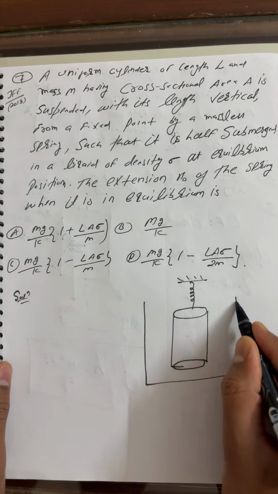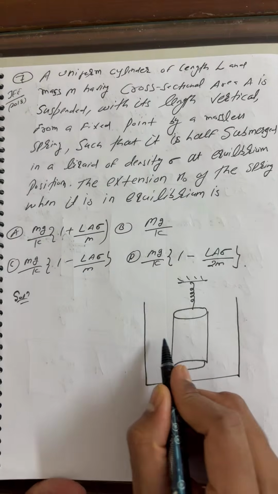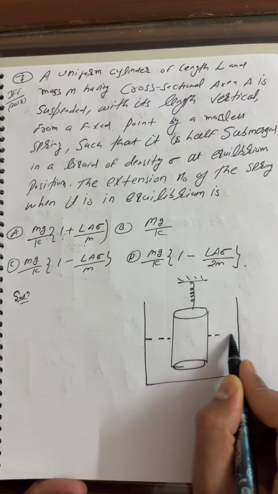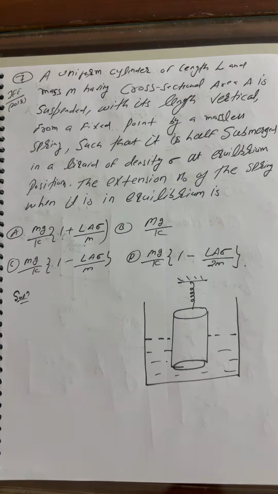One time JEE asked this question without data. What's in the question? You can say this is a half part of this cylinder. Half a part of the cylinder.